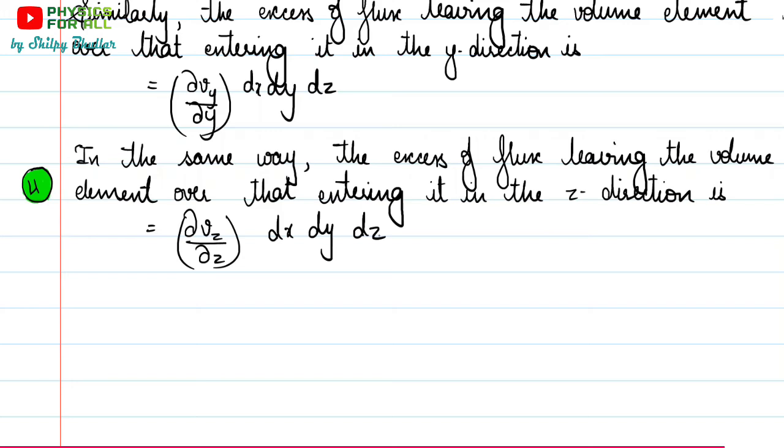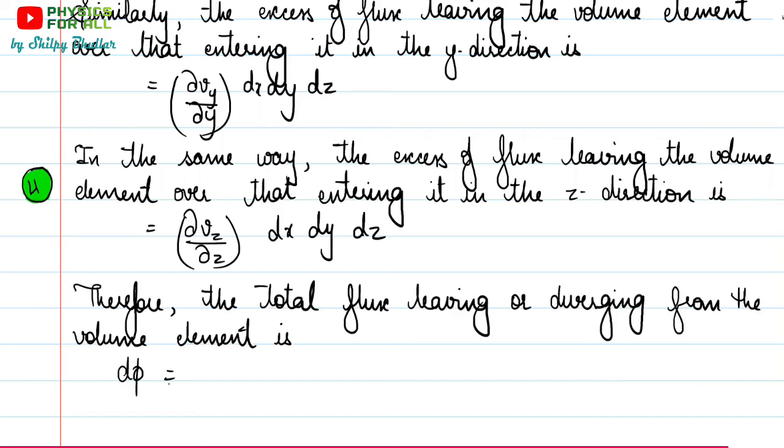Now what is left? Of course, we have to see the total effect. So the total flux leaving, or diverging, as we can use this word, from the volume element. Now we have to write that. As we use phi to represent flux, and this symbol was first introduced when we studied the magnetic field, we used to write phi is equal to B dot A. Here also, to represent the total change in flux, we write d phi.